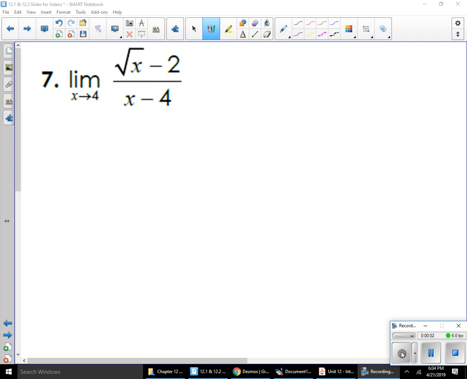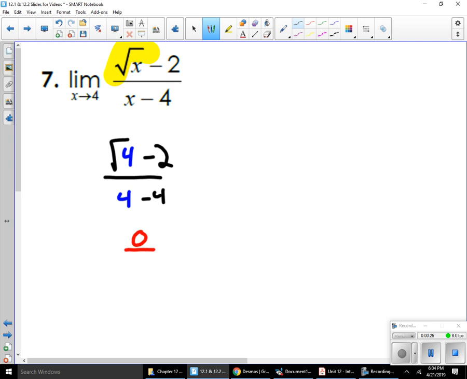So factoring is one of the many ways we can clean up a limits problem. Rationalizing is another one, and it's going to be helpful for us when we have radicals. Note that if I tried to do direct substitution right now, I would have a square root of 4 minus 2, and in the denominator I would have a 4 minus 4. Well, square root of 4 is 2, 2 minus 2 is 0, 4 minus 4 is 0. That's our indeterminate form. That's what we want to get rid of.